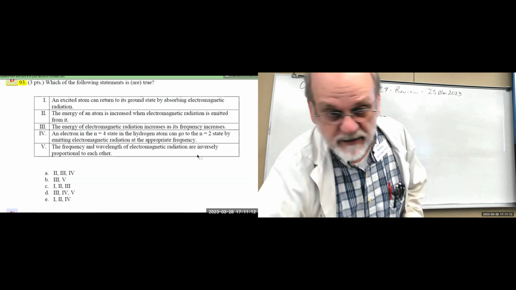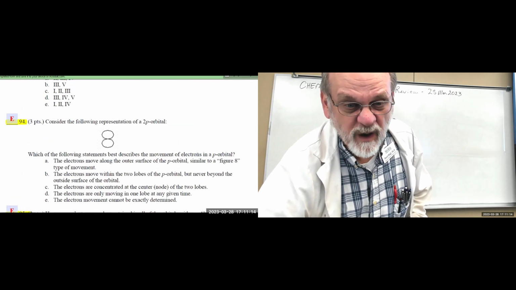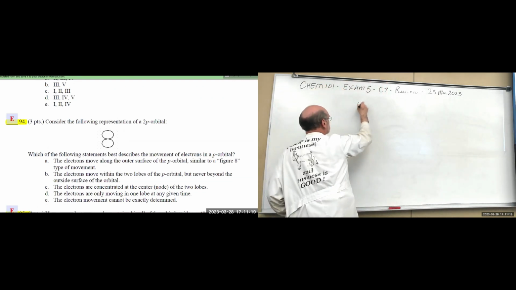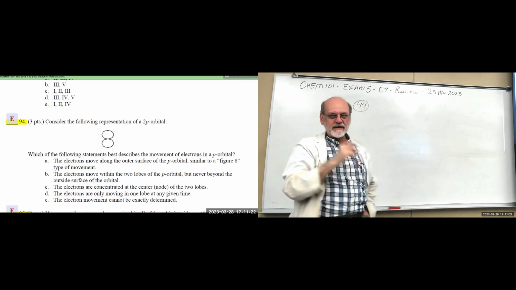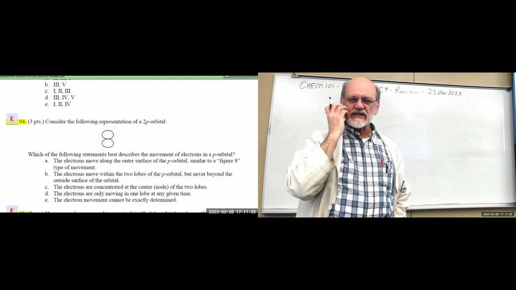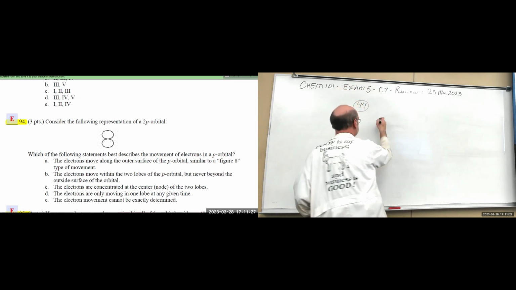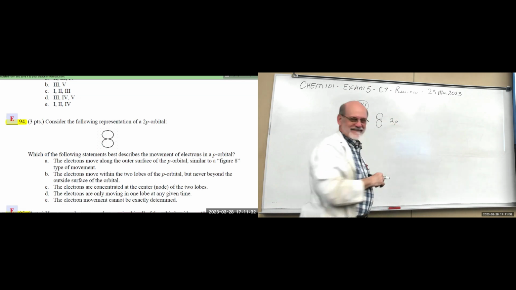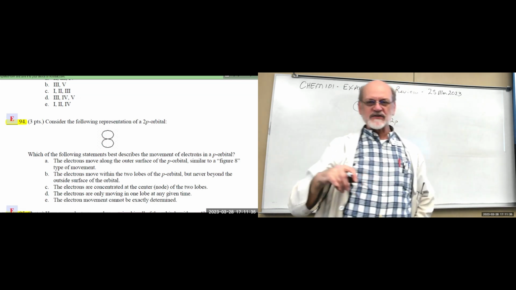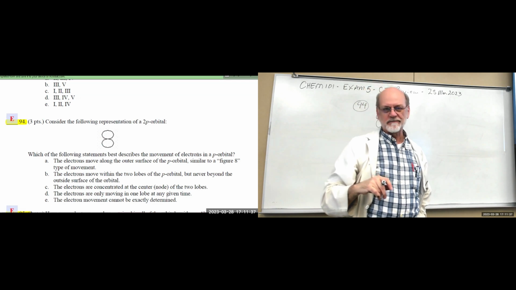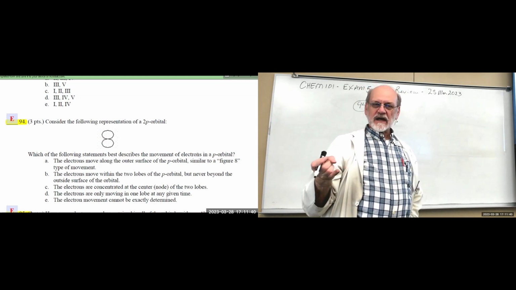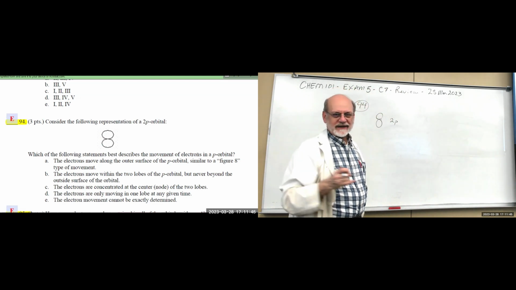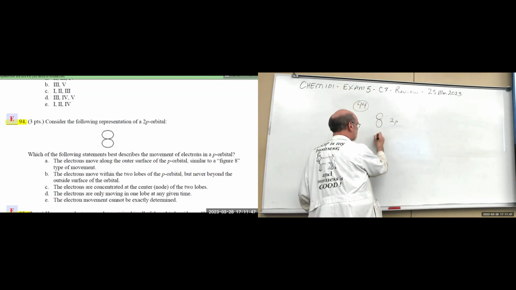All right, 93, 94. Let's see, yeah, 94. Consider the following representation of a 2p orbital. Which of the following statements best describes the movement of electrons in a p orbital? A, the electrons move along the outer surface of the p orbital similar to a figure 8. No. That's false.